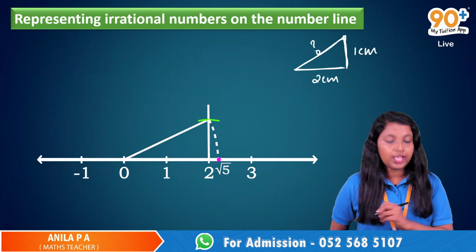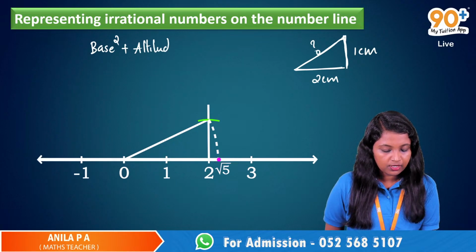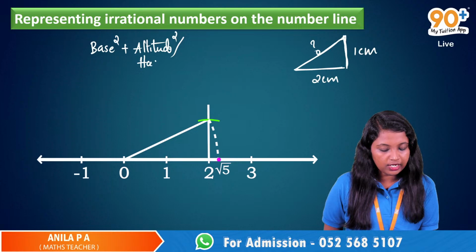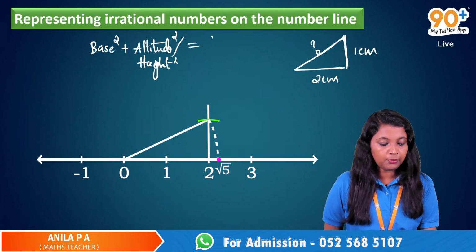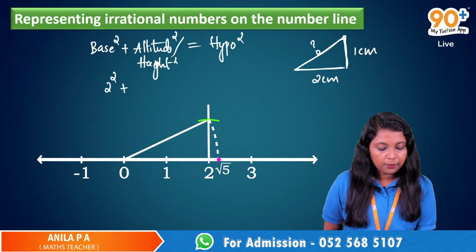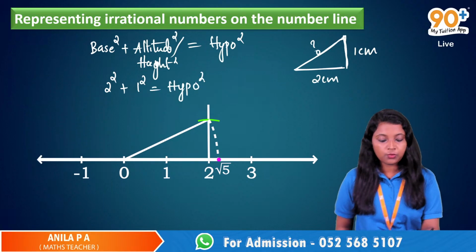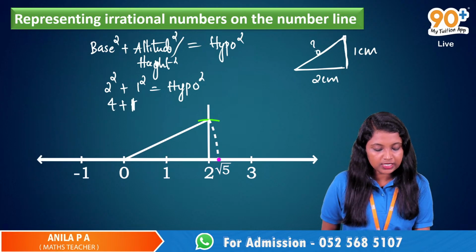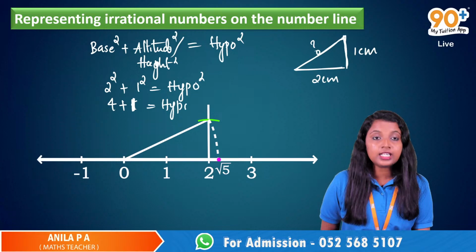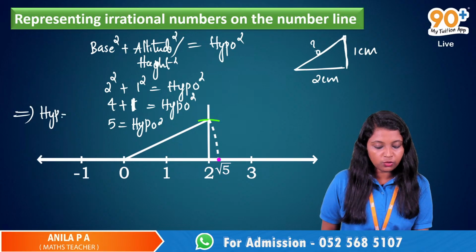Just wait. Okay, so see, we have base square plus altitude square, or the height square, is equal to hypotenuse square, right? Here the base is equal to 2 centimeters. So 2 square plus 1 square is equal to hypotenuse square. What is 2 square? 2 square is 4. So 4 plus 1 is equal to hypotenuse square, that is, hypotenuse square is equal to 5. This implies that the hypotenuse is equal to root 5.